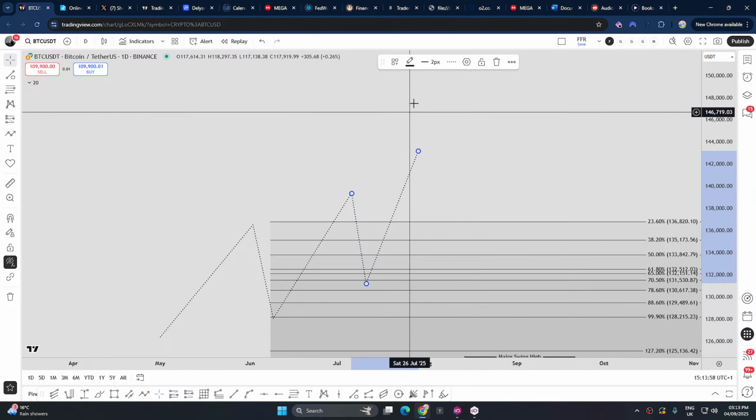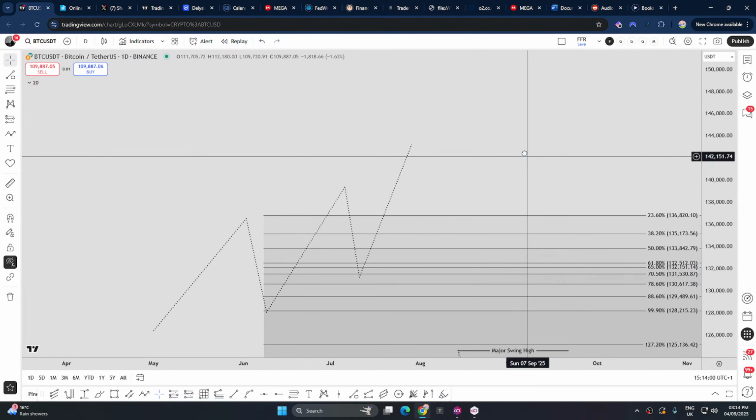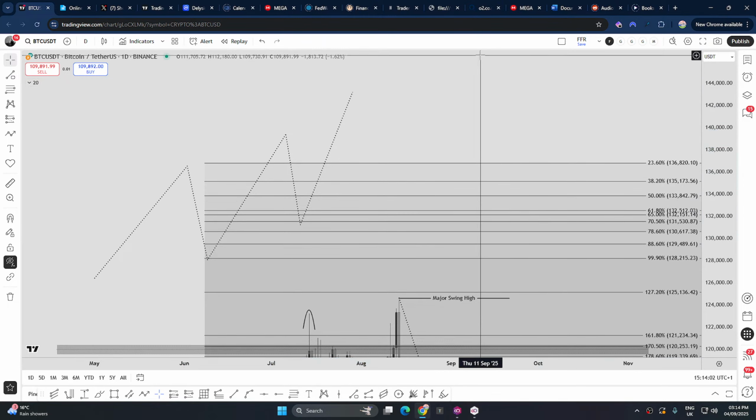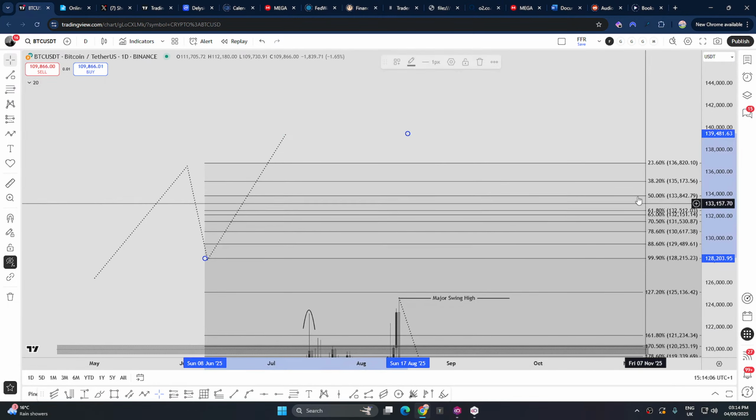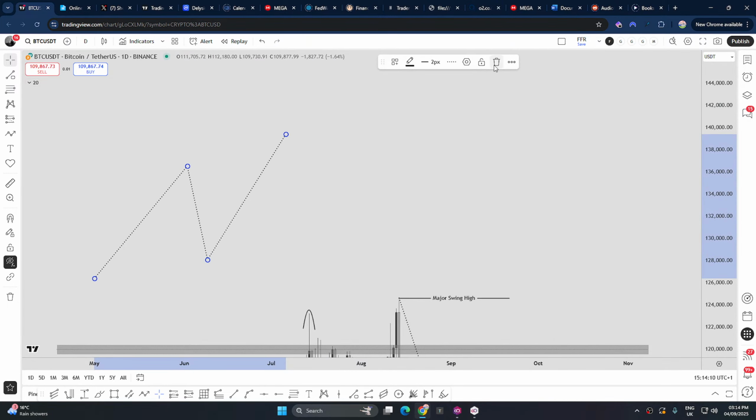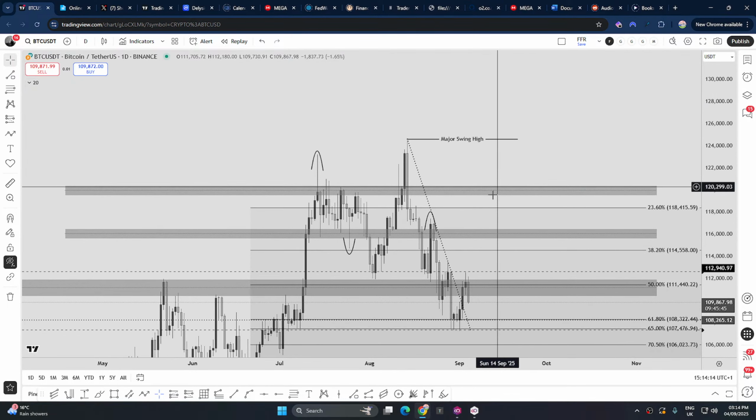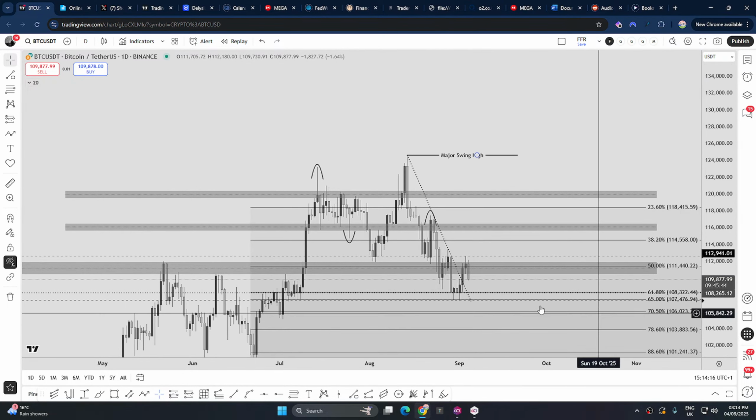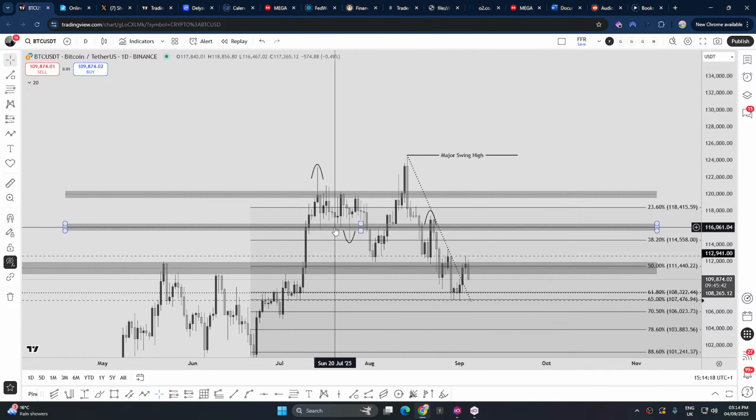There is every reason for price to just continue with the same momentum towards upside. So same is the case here, because 65% fib level reaction already has happened. So I absolutely do not agree with people saying that price is going down to 90,000, 80,000, or something like that.